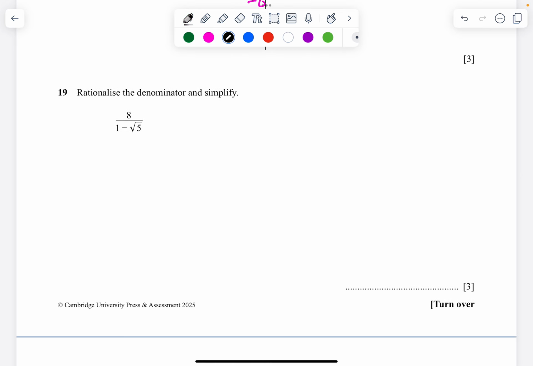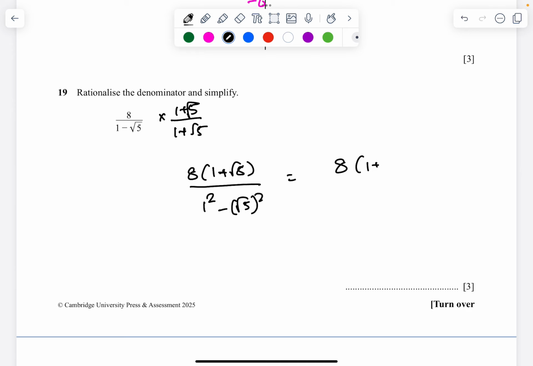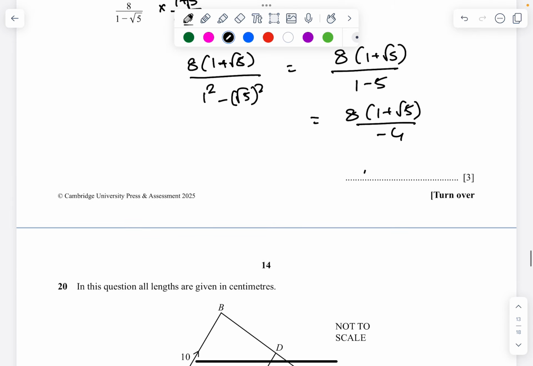Rationalize the denominator. So multiply and divide with 1 plus square root 5. So it becomes 8 times 1 plus square root 5 divided by 1 square minus root 5 whole square. So 8 times 1 plus square root 5 divided by 1 minus 5. 8 times 1 plus square root 5 divided by negative 4. So the final answer is negative 2 times 1 plus root 5. That's going to be the answer.